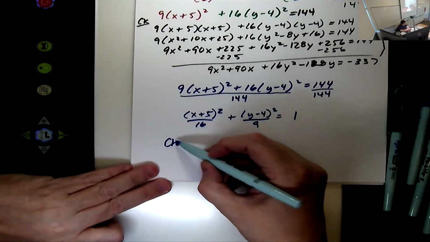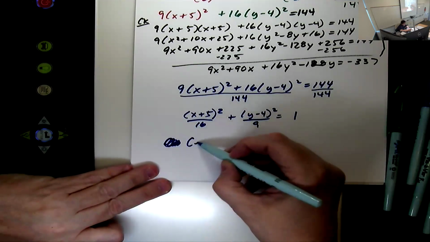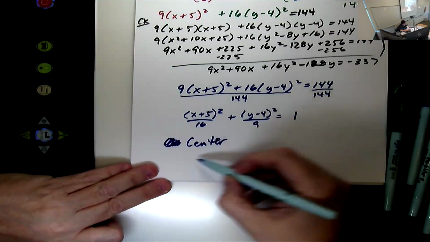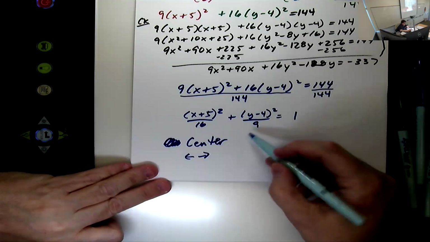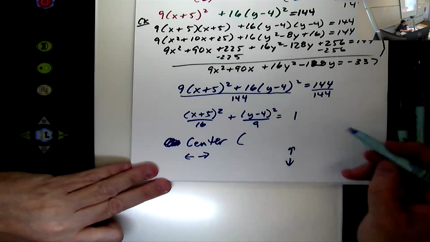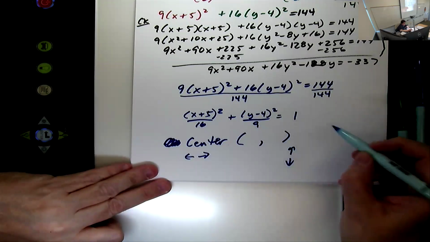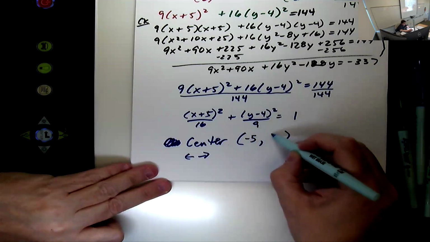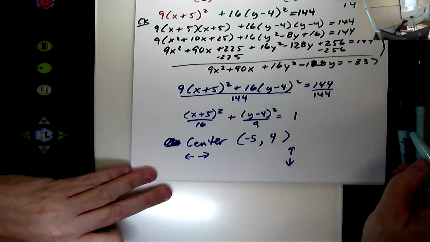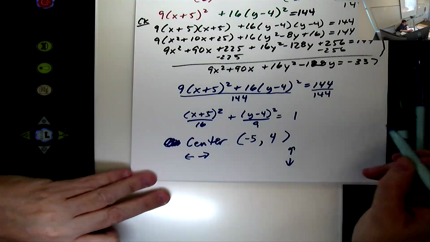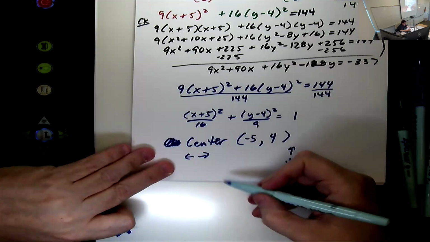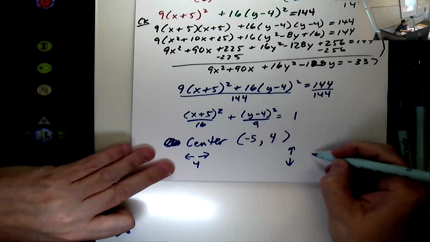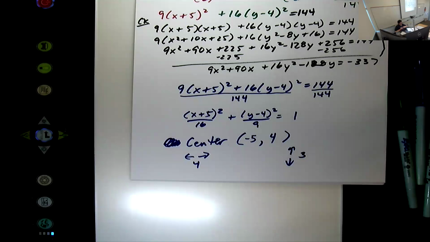So center, I keep trying to do an h there. Center, left and right, and then up and down. What's my center at? Would it be -5, 4? -5, 4. Do you agree, Sarah? Lauren? Keith? Sure. Okay. What about left and right? And up and down? Looks good to me.